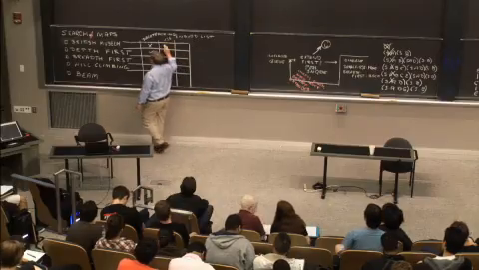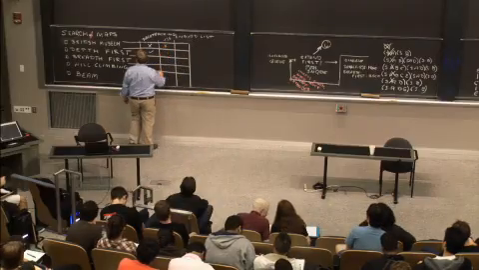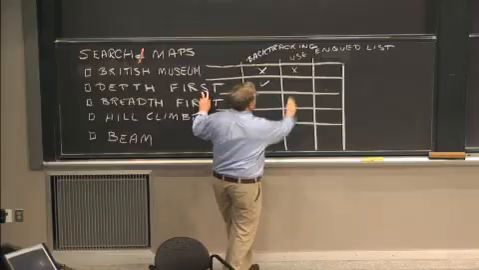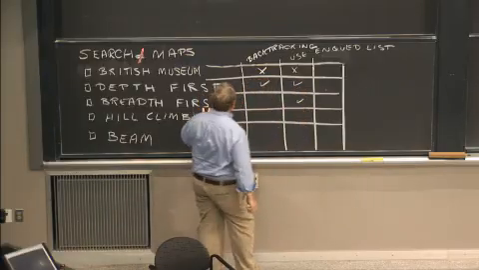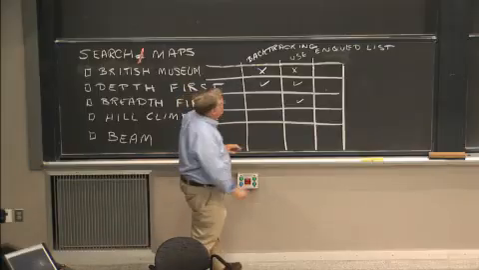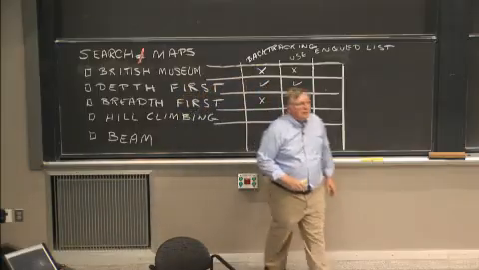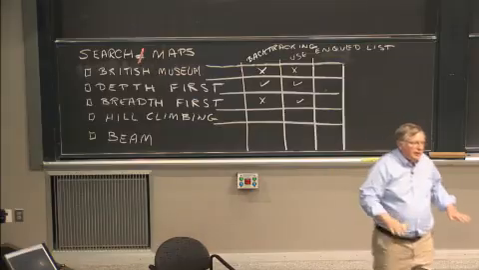Doesn't help with the British Museum algorithm because nothing helps with the British Museum algorithm. Does it help with depth first? Yes. Does it help with breadth first? Yes. Do we do backtracking with breadth first? No, because we're looking, backtracking can't do us any good.